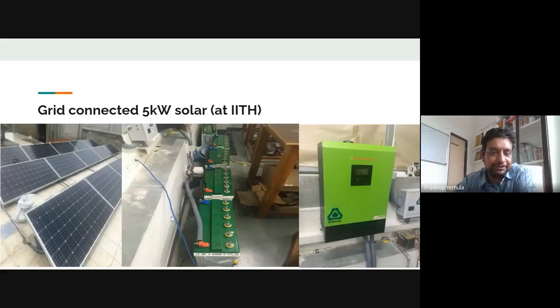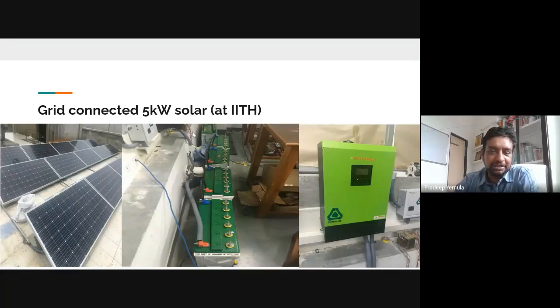I want to begin by showing a picture. Here on the left, what you are seeing is the solar panel, a 5 kilowatt small capacity installed on top of one of the academic buildings in our IIT Hyderabad campus. This is not a daily use thing. This 5 kilowatt solar panel is for the project.